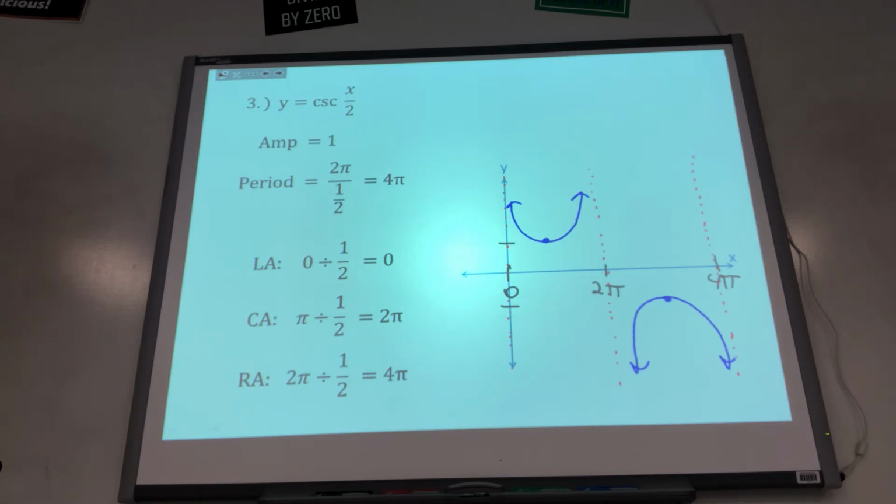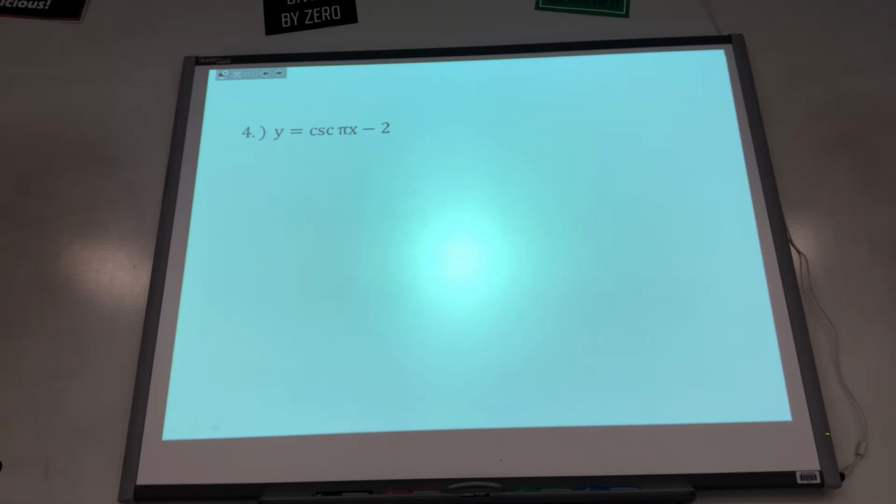All right. Now I want to do one more problem here that has some kind of a shift to it. Haven't really had that happen yet today. So number 4, a tad bit different. Y equals cosecant of pi x minus 2.